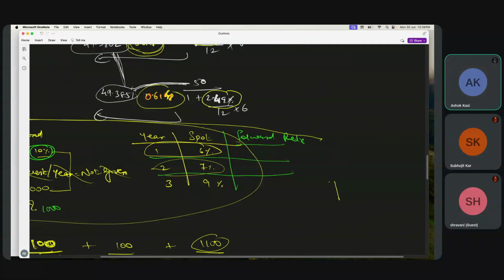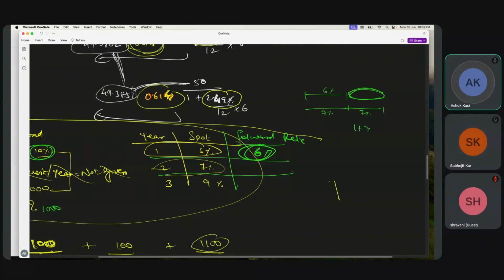Forward rate, it will be 6% only for the first year. Okay, there is no change. For the second year, what will be the forward rate? If I draw this in a graph, it will be like this. For 1 year, 6%. Now for 2 years, it is 7%. So I want this rate.